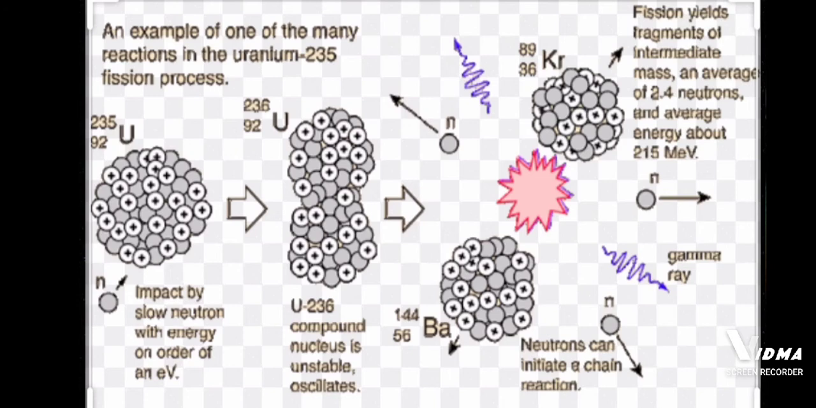This is the flow sheet diagram of the fission reaction. We can say that uranium-235 is bombarded with a small neutron and it will be converted into uranium-236, which is more unstable than uranium-235. Uranium-236 produces krypton-89 and barium-144 and also releases 3 neutrons that will further continue the fission reaction.